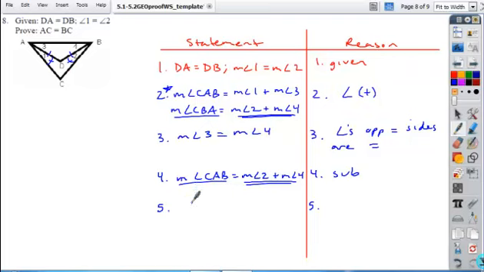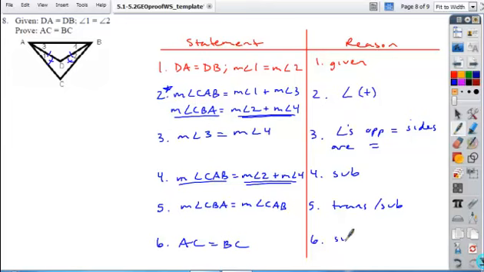So when I look at this, I can make the statement that angle CBA is equal to the measure of angle CAB, and that's the transitive property. Two things equal to the same thing are equal to each other. And now my final step here is if CBA is equal to CAB, then the sides opposite those are equal. So opposite CBA is AC, opposite CAB is BC. I have my end state, and the justification is just the alternate of this: in a triangle, sides opposite equal angles are equal.